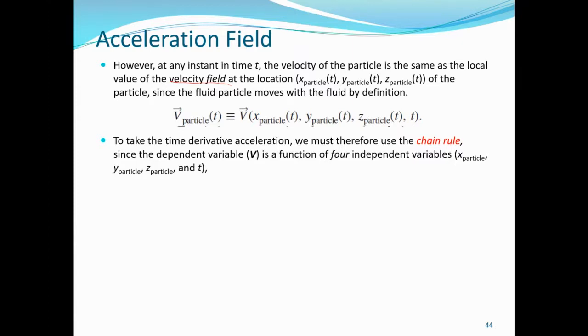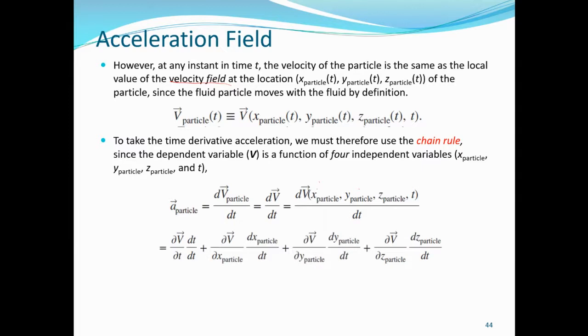Take the time derivative to get acceleration. We must therefore use the chain rule, since the dependent variable v is a function of four independent variables, in this case x, y, z, and t. So how do we apply the chain rule here? The acceleration of the particle is the total derivative dv/dt, and v is a function of x, y, z, and t. We now employ the partial derivative. With the chain rule, you keep one variable constant and differentiate the other one. So here we use the partial derivative del v by del t.